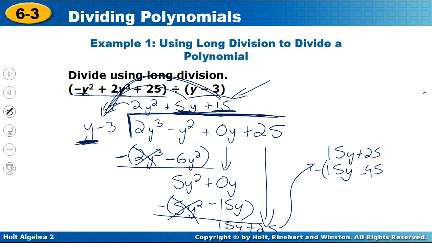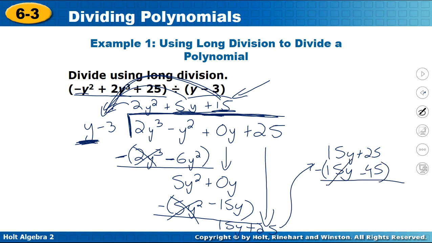Okay, and now we're just going to subtract these. 15y minus 15y cancel out, as they always cancel out. And 25 minus negative 45, or again, 25 plus 45, would be 70. Now you'll notice there's nothing left to bring down. This is left over. This again is called our remainder.